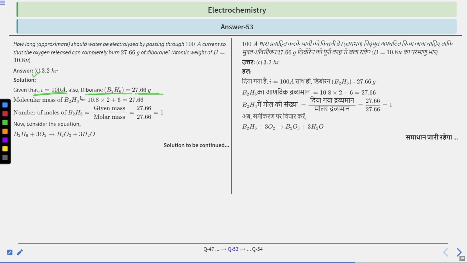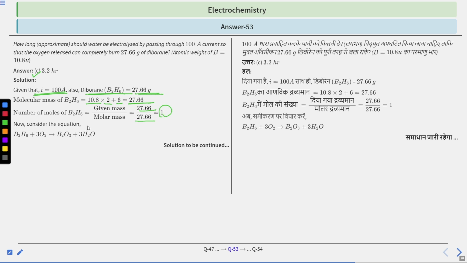So the molecular mass of B2H6 will be 10.8 times 2 plus 6, which is 27.66. The number of moles of B2H6, if we want to find out, will be given mass upon molar mass. So the given mass is 27.66 divided by the molecular mass, which is 27.66. So the number of moles will be 1.